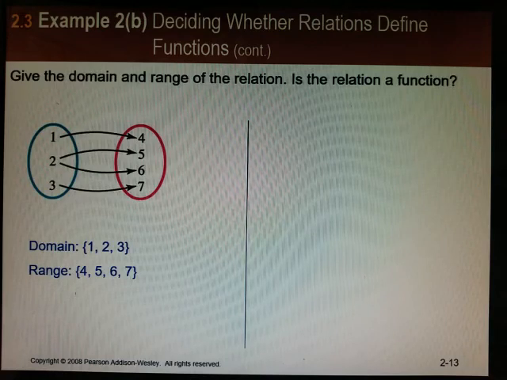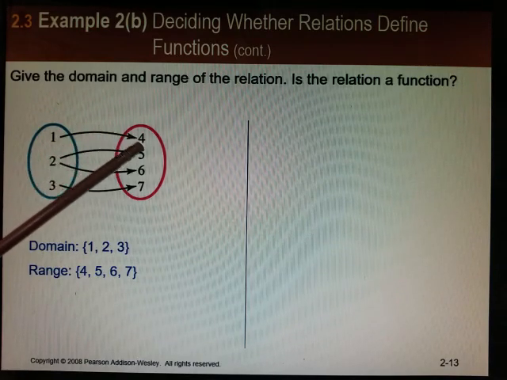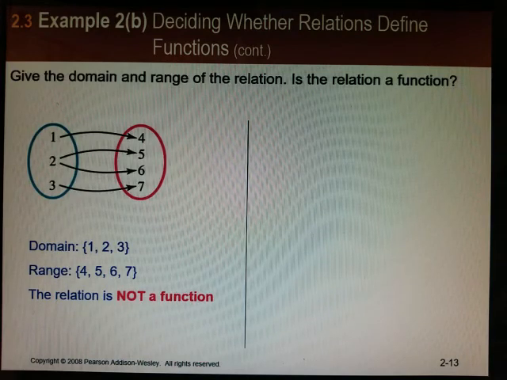Now, is it a function? Hopefully most of you are saying no, it's not, because this 2 was repeated. This is the point 2, 5 and 2, 6. So all the x's are not different. This is not a function.